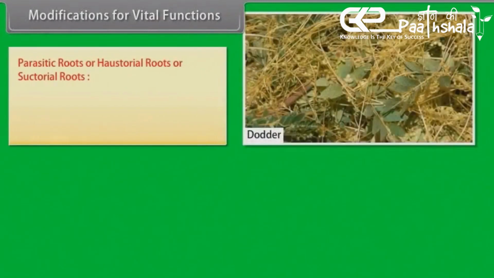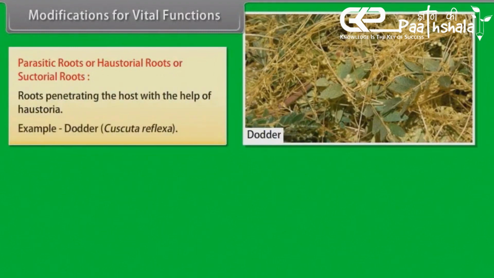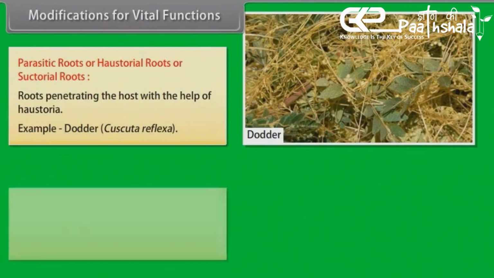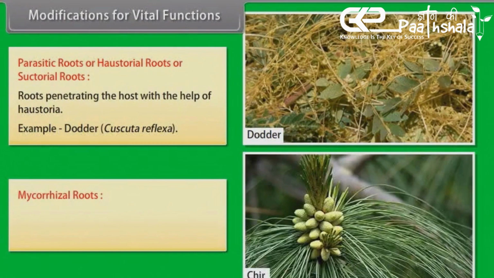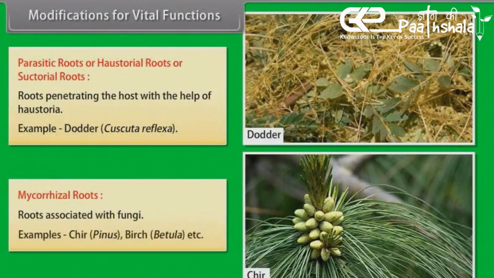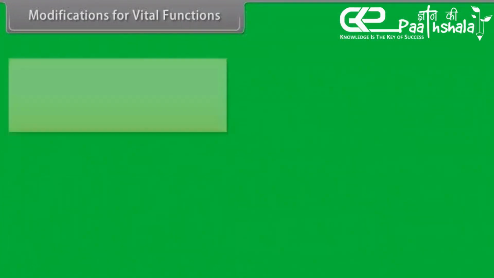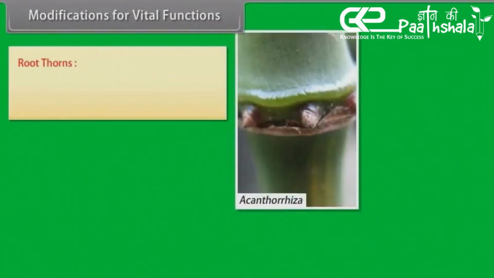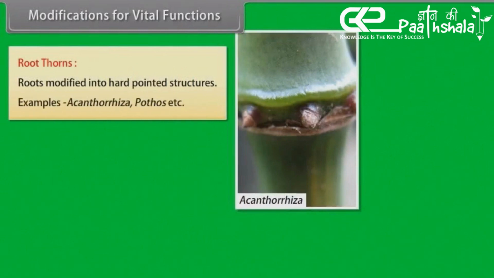Parasitic roots, haustorial roots or suctorial roots: roots penetrating the host with the help of haustoria. Example: dodder. Mycorrhizal roots: roots associated with fungi. Examples: pine, birch, etc. Root thorns: roots modified into hard, pointed structures. Examples: Acanthorhiza, pothos, etc.